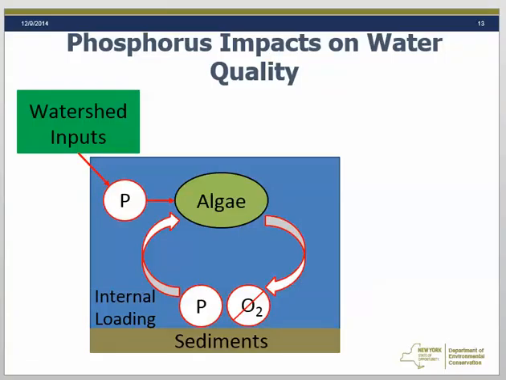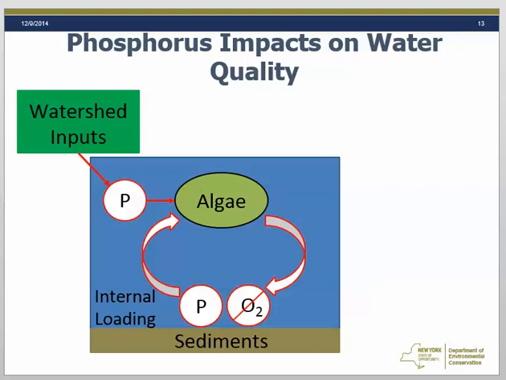Phosphorus can have several impacts on water quality. Phosphorus typically originates from the watershed, which then results in increased amounts of phosphorus in the lake. In most lakes in New York State, phosphorus is the nutrient which limits biological growth. Once additional phosphorus is added, it can often lead to increased growth of algae. As this algae dies, it will sink to the bottom of the lake where it decomposes. This decomposition consumes oxygen. So if you have enough algae decaying, it can consume all of the oxygen in the bottom waters of the lake.